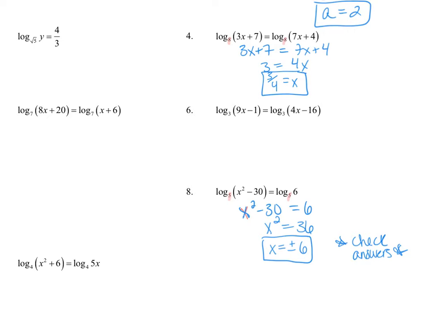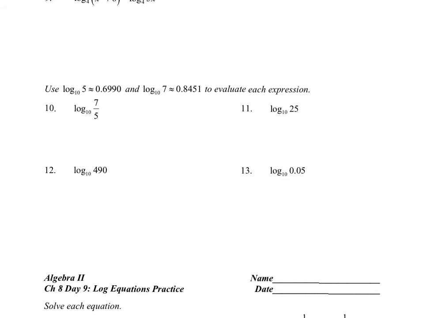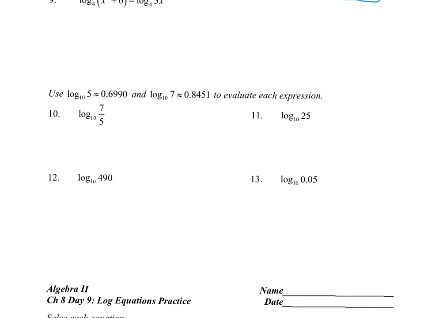So this next section should be even more of a review, where you're using the given logs to evaluate each expression. So I'm just going to go over number 12 here. Log base 10 of 490. So remember, we can use log base 10 of 5 and log base 10 of 7 because those are given to us. And remember, you can also use a log base 10 of 10 because we know that that equals 1. Okay, so when the base and the argument are the same, it equals 1. So I'm going to also keep that in mind.